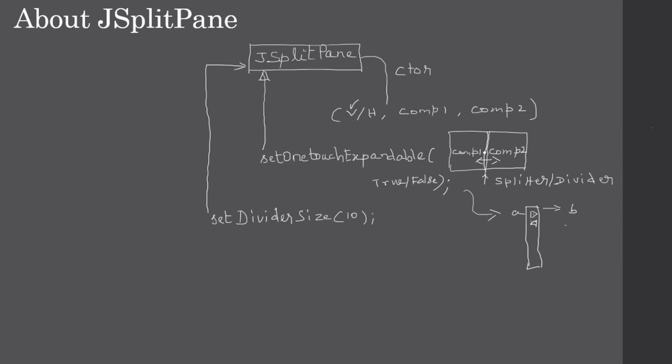This one is called a splitter or a divider, and setDividerSize will decide the size of this divider. The size is given as an integer, and that represents pixels. So you can decide the width. Here it is 10 pixels. If you give 50, then the divider width will be larger.